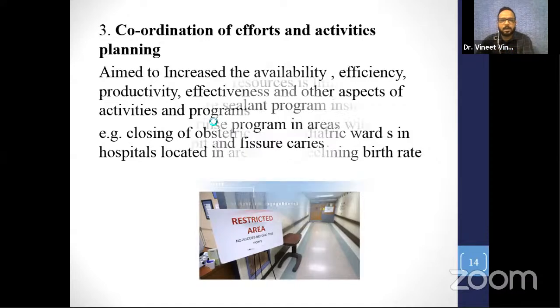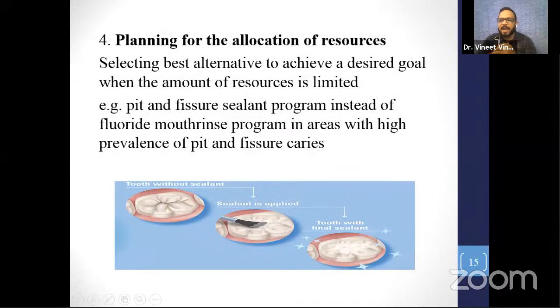Okay. Now, the last one is planning for the allocation of resources. Now, you have an amount, the government has given you an amount, or your institution or your association has given you some amount of resources that can be in the form of manpower, it can be in the form of money. So you are planning for the allocation of resources, what, where, how to use what. All those things will be coming in this. So selecting the best alternative to achieve a desired goal when the amount of resources is limited.